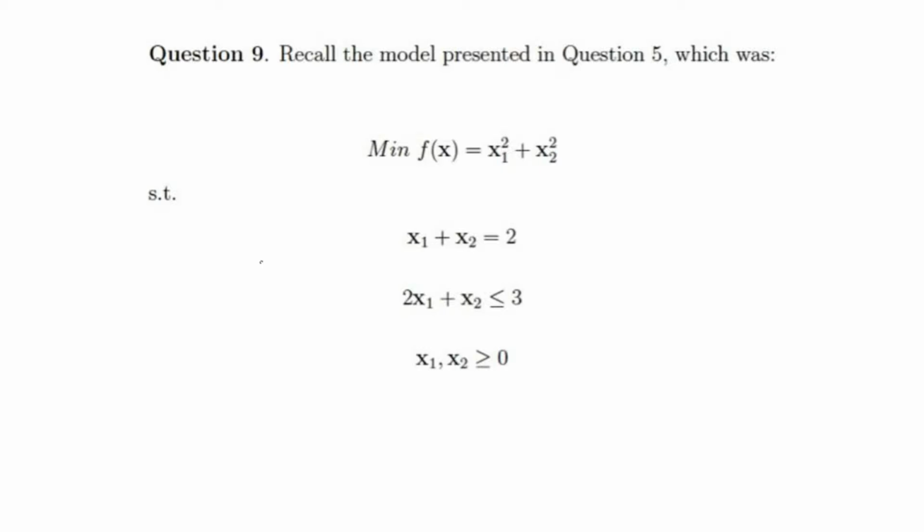Question 9. Recall the model presented in question 5, which was minimize the function x1 squared plus x2 squared, such that x1 plus x2 equals 2, 2x1 plus x2 is less than or equal to 3, and x1, x2 are non-negative. Now, I want you to write the Karush-Kuhn-Tucker conditions for a point x1, x2 that satisfies these constraints here.